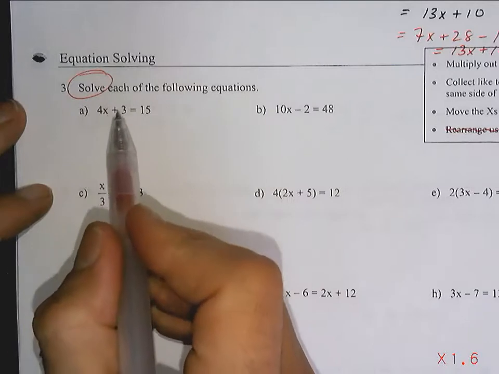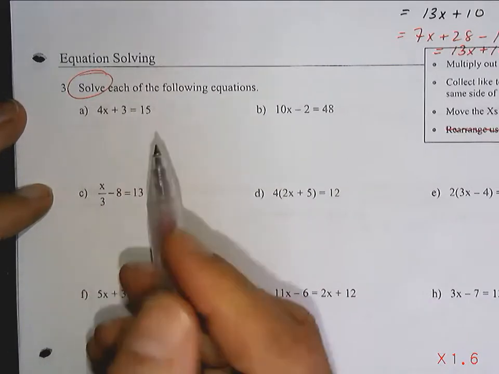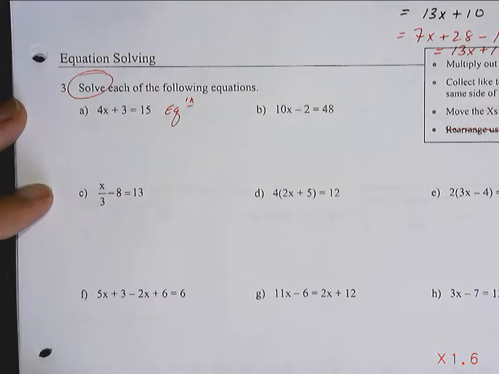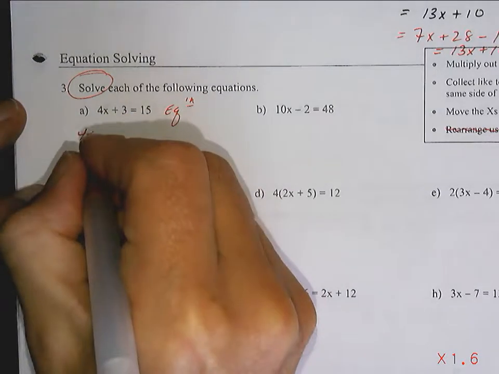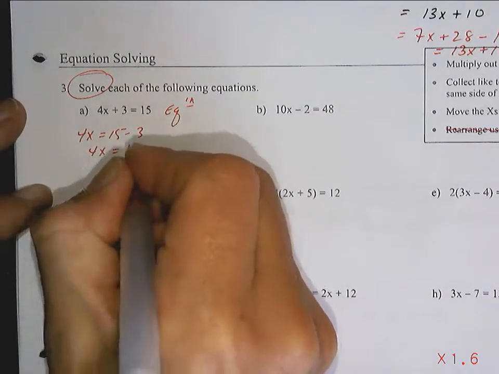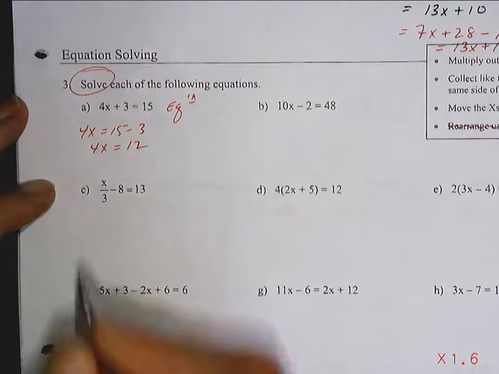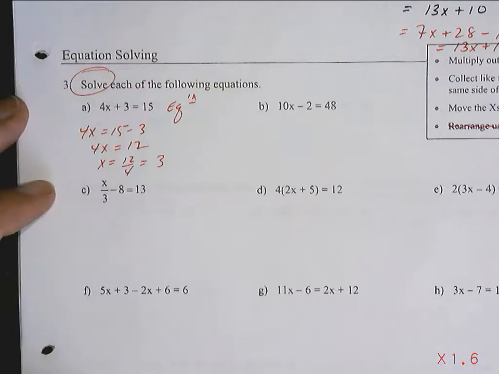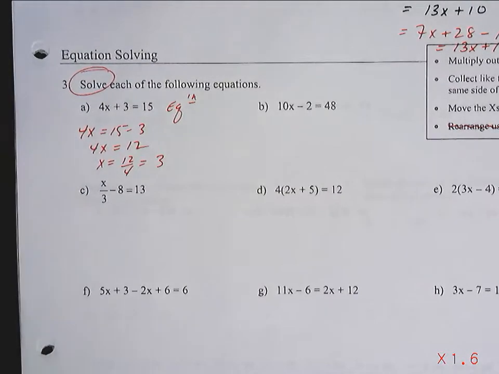We've got 4x plus 3 equals 15. This is an equation. That's a short form for the word equation. It has a left-hand side, it has a right-hand side. Whatever I do to one, I have to do to the other. So 4x equals 15 minus 3. 4x equals 12. Divide both sides by 4. x equals 12 divided by 4, which is 3. And you could probably do all that in just 2 lines. I just put in extra because you're following along.